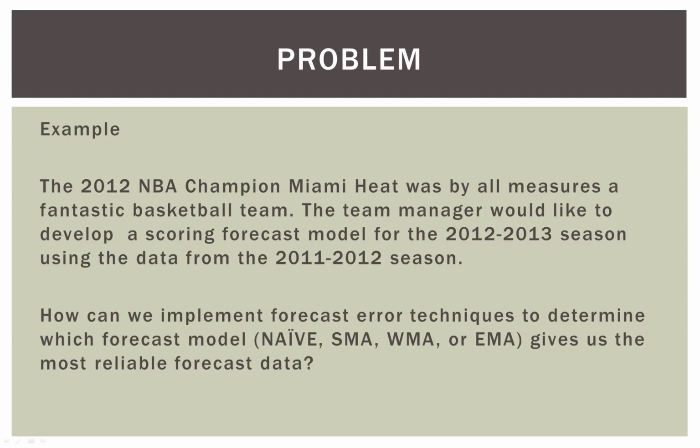So here's our problem. The 2012 NBA champion Miami Heat was by all measures a fantastic basketball team. Now the team manager would like to develop a scoring forecast model for next season, which is the 2012-2013 season. To do that, we're going to use data from the most recent season, which was the 2011-2012 season. So the question is, how can we implement forecast error techniques to determine which forecast model, the naive, the SMA, the WMA, or the EMA, gives us the most reliable forecast data.